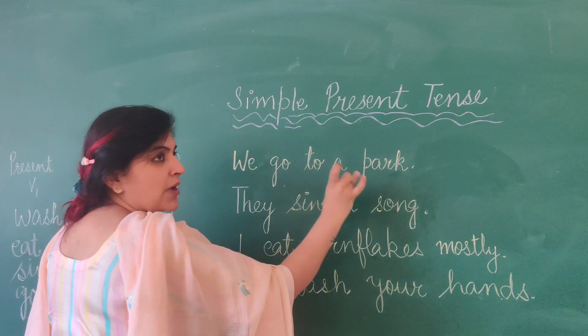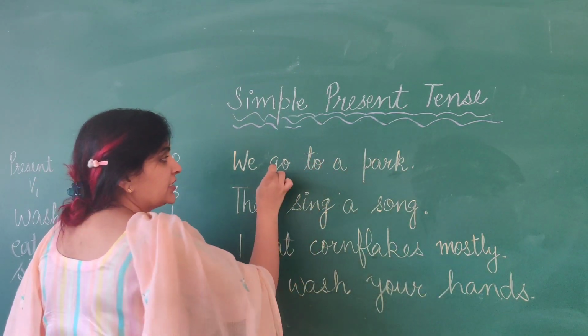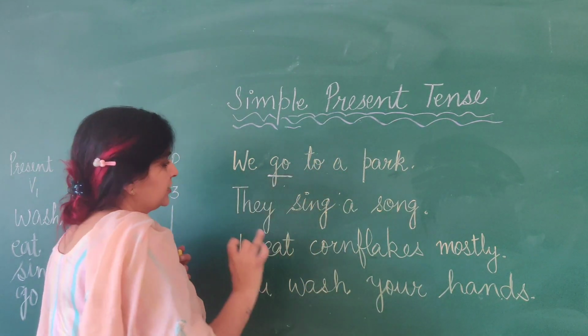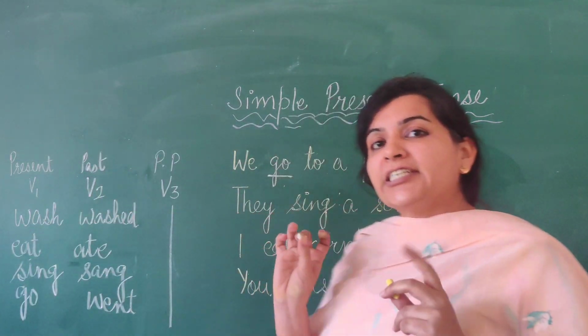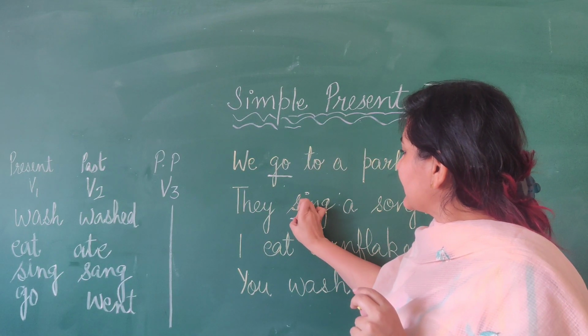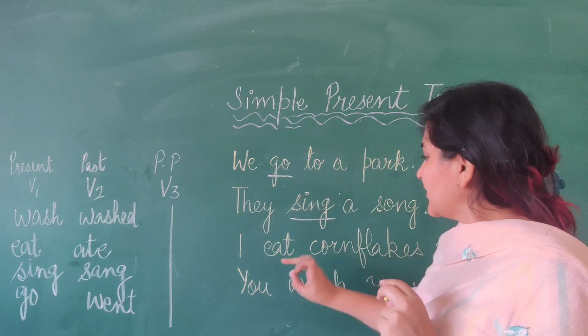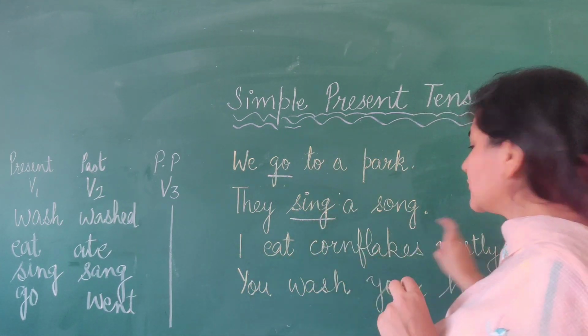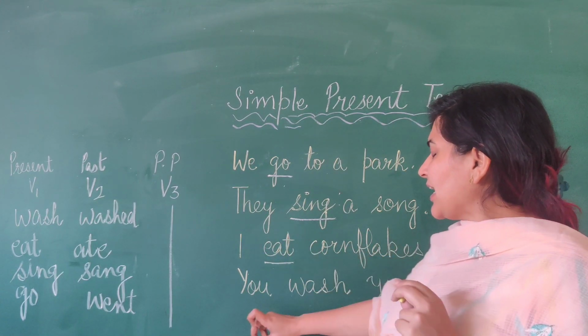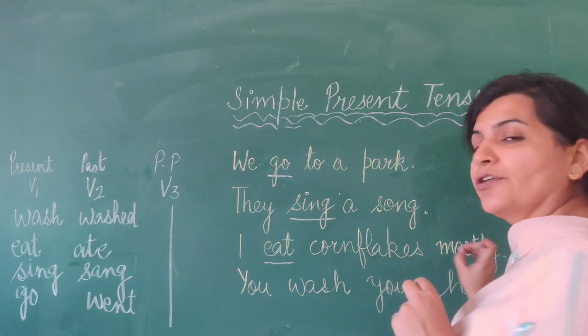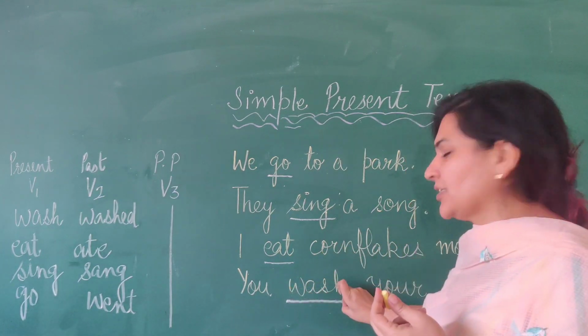We go to a park. Doing word or action word, the verb is go. Second, they sing a song. So, here the verb is sing. That is the action word. Third, I eat cornflakes mostly. So, the action word is eat. And fourth, you wash your hands. So, here is wash.